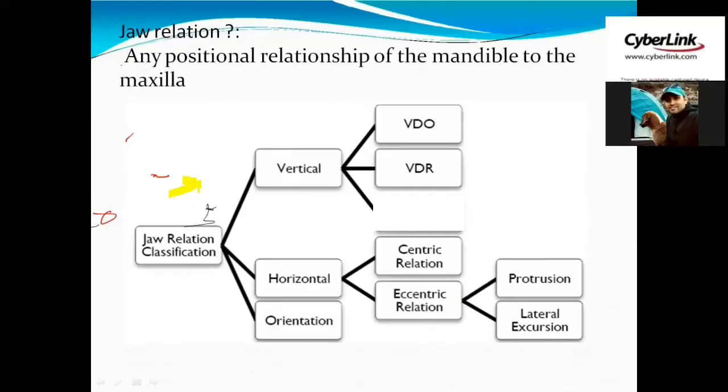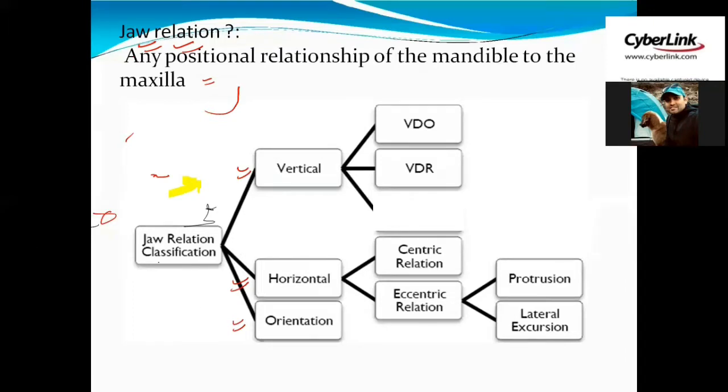So let us discuss the jaw relation. Any positional relationship of the mandible to the maxilla, that means how the mandible is connected with the maxilla. Jaw relations are classified in three basic ways: orientation jaw relation, horizontal jaw relation, and vertical jaw relation. They have subheadings. We will discuss them one by one.